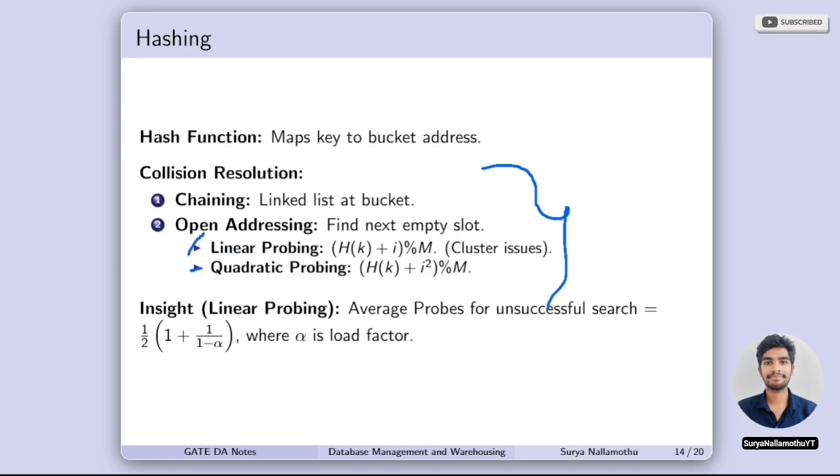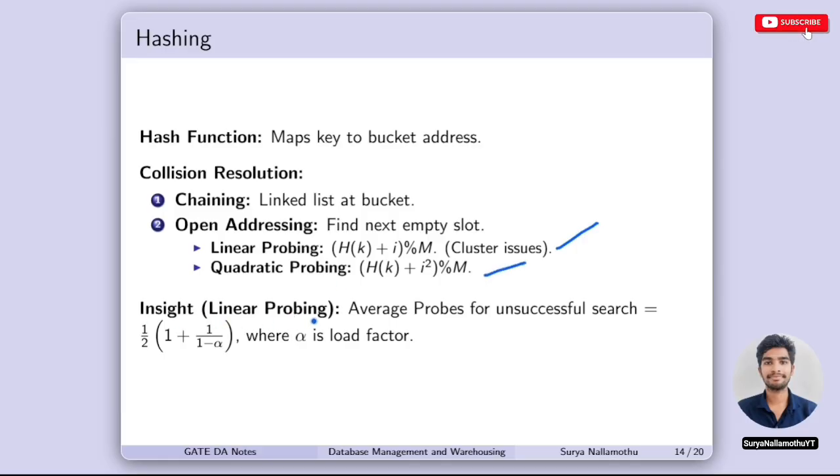Linear probing uses h(k) plus i modulus m. There is a clustering issue in linear probing, so this is the reason we go to quadratic probing. In quadratic probing, that issue does not happen. That's why we first apply linear probing, and then quadratic probing is helpful.